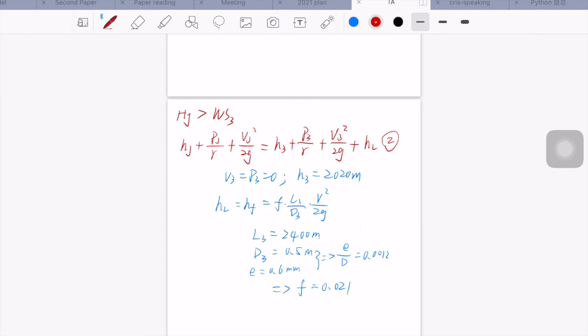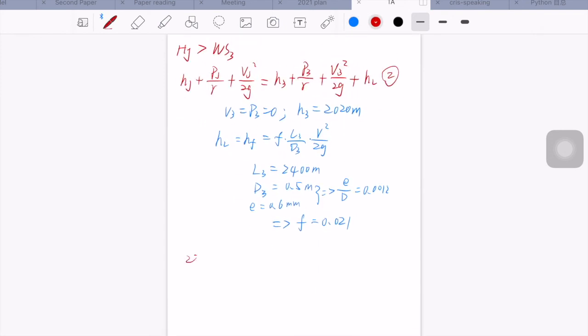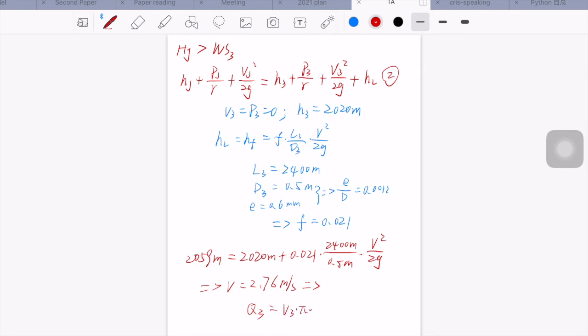And now equation 2 can be written as 2092 meter equals 2020 meter plus 0.021 times 400 meter divided by the 0.5 meter times V squared divided by 2g. And we can find the V now in the pipe 3 is 2.76 meter per second. So we can know the flow rate in the pipe 3 is V3 times pi D squared divided by 4. So the value is 0.542 cubic meter per second.